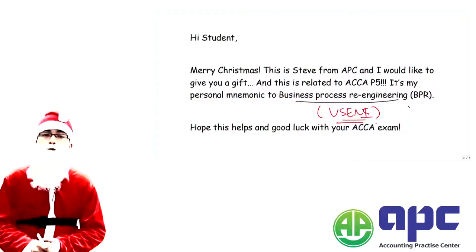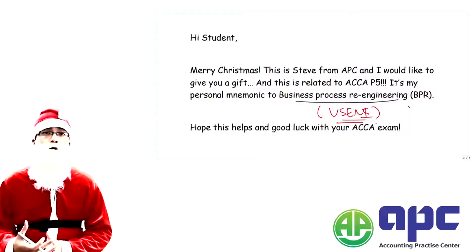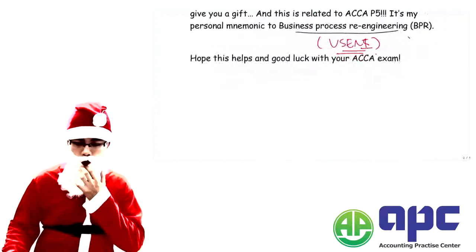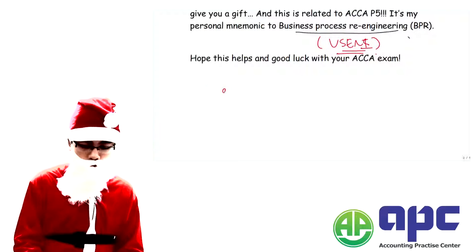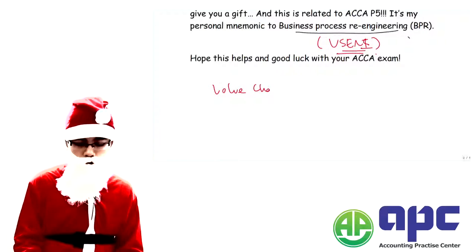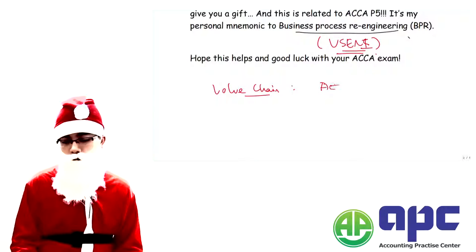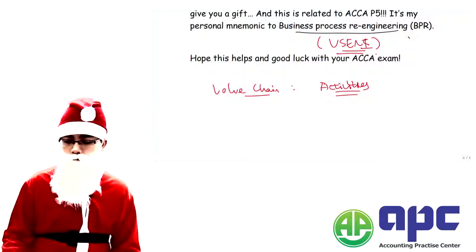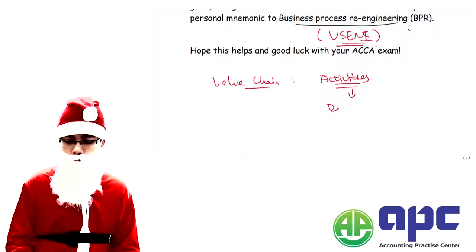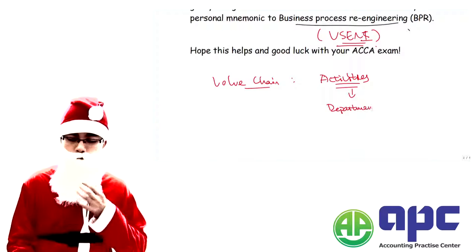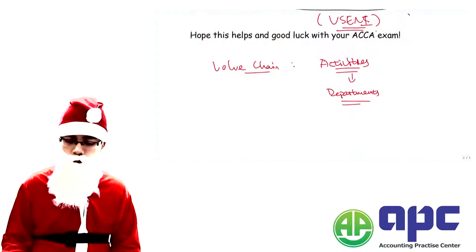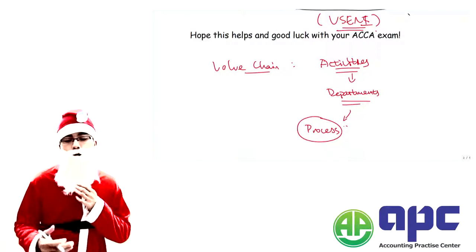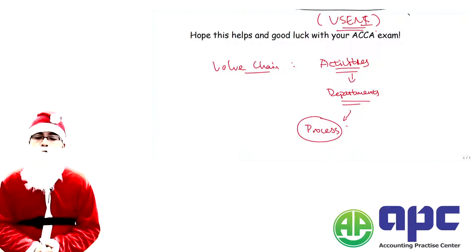So business process re-engineering is an example of business process improvement. Of course, we've looked at Porter's value chain analysis before. For example, we've got different activities, such as inbound logistics, operations, and marketing. Those activities can be grouped into departments, and surely within each of these departments there will be different processes of doing the work. That's what I mean by business process here.